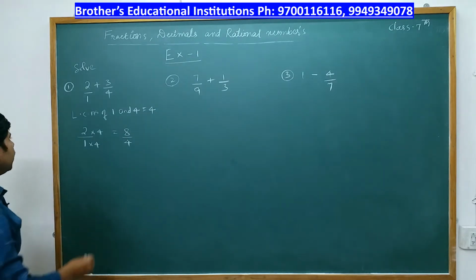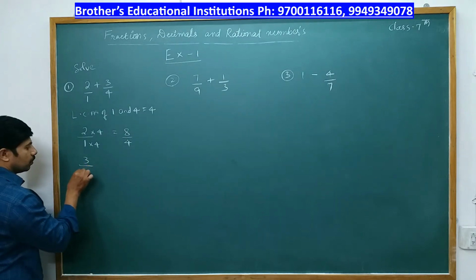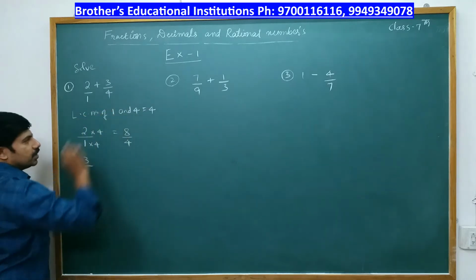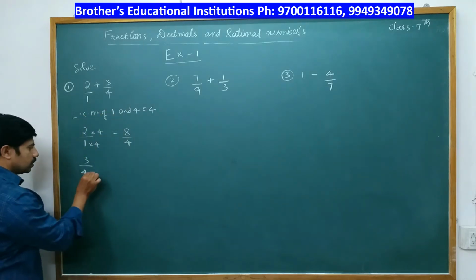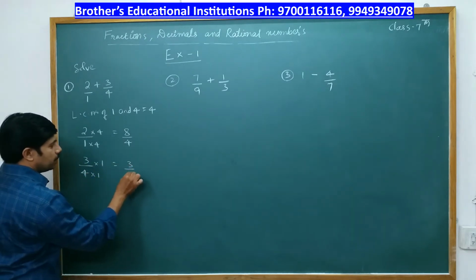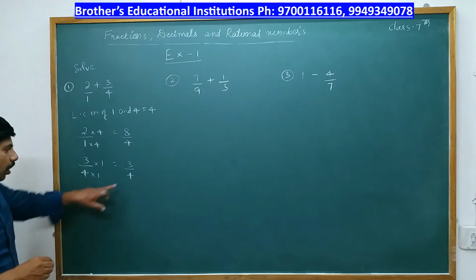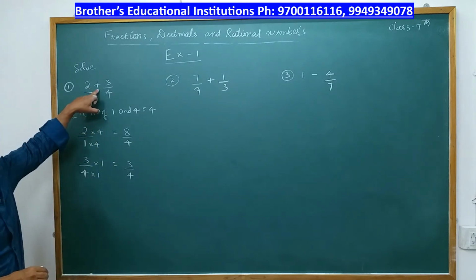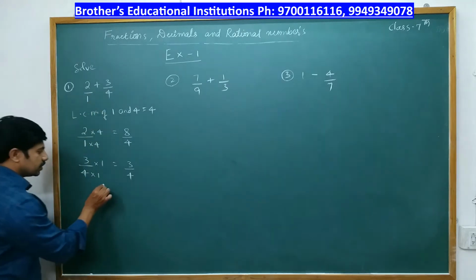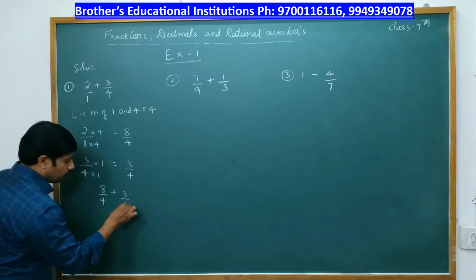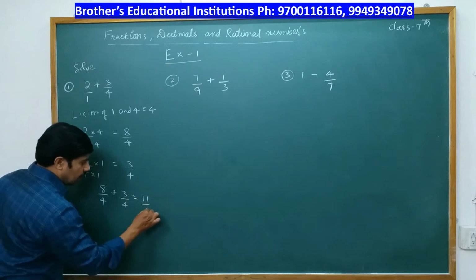Next, you write 3 by 4. Now 4 goes how many times in 4? It goes 1 time. So multiply with 1. We get 3 by 4. Right? Now we got the equal denominators. After getting the same denominators, we need to add. So that is 8 by 4 plus 3 by 4. This is nothing but 11 by 4.